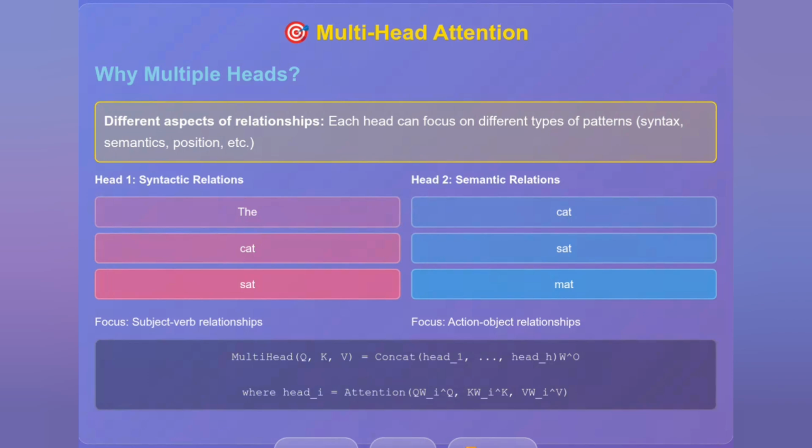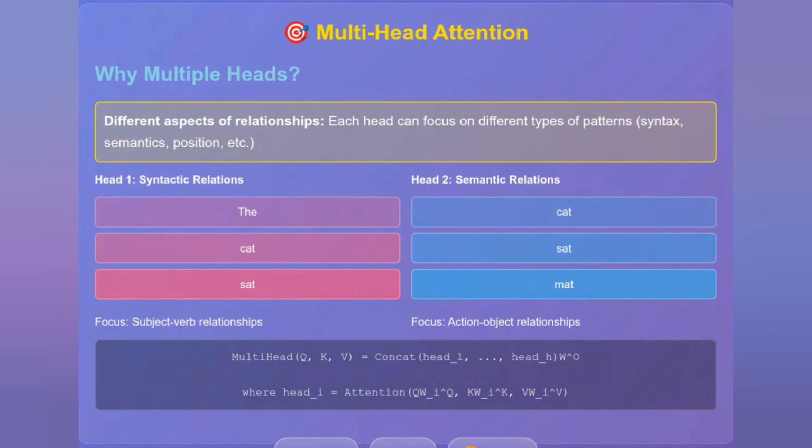Look at the example. Head 1 focuses on syntactic relations. It's paying attention to the subject-verb relationship between cat and sat. Head 2 focuses on semantic relations. It's connecting cat, sat, and mat because they form a coherent action-object relationship.